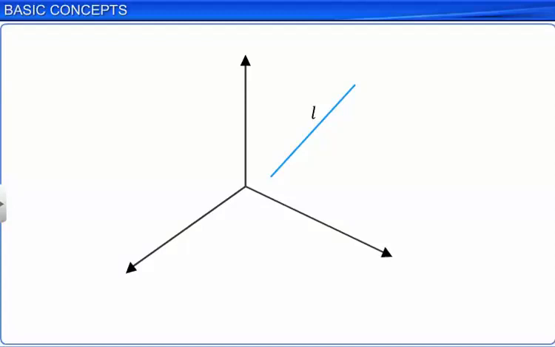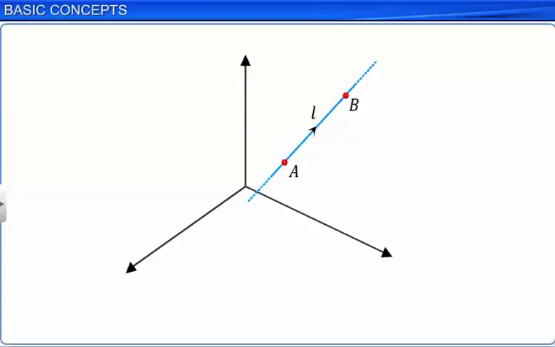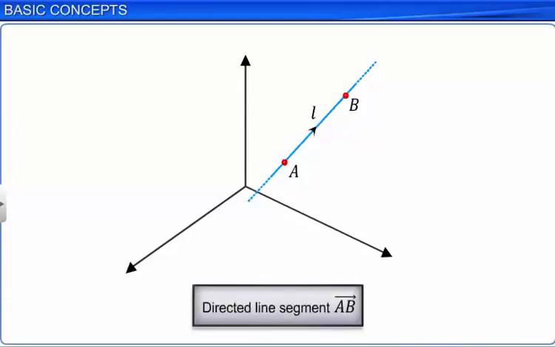A straight line extends towards both the sides endlessly in space to an infinite length. If we indicate the direction of line L with an arrow in any one of these two directions, it becomes a directed line. Now consider 2 points A and B on line L. Line segment AB has a fixed magnitude and a direction that is the same as the direction of line L. Thus, AB is a directed line segment. Directed line segment AB is written as shown and read as vector AB.